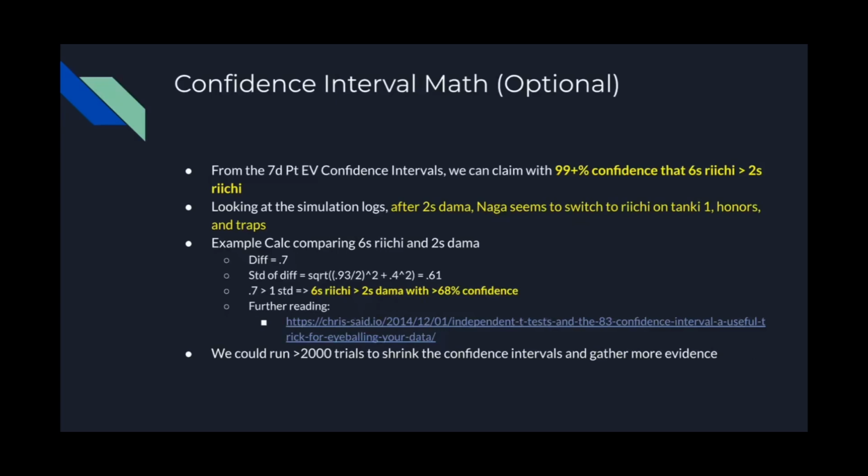And if you look at the logs, which you get all the logs of Naga playing against itself if you run a simulation, Naga will 2S Dama, and then it will switch to Riichi probably on like a 1 or a Suji wait. But we are pretty sure that 6S Riichi is better than 2S Dama, but we could run more trials to increase our confidence to maybe above 95% or something.